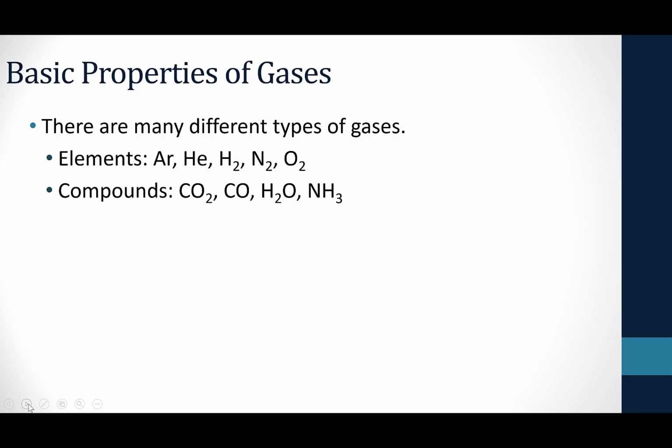So first, there's many different types of gases. So there can be elements. So we can talk about argon, helium. We can talk about our diatomics, nitrogen, hydrogen. Those would all be gases in their elemental form. We could talk about gases as compounds. So carbon dioxide is probably the easiest to think about.